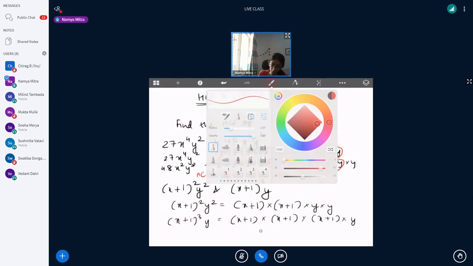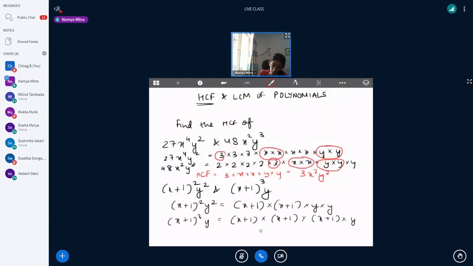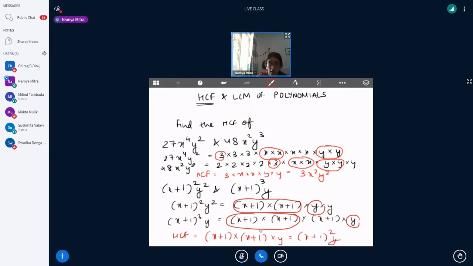Now everything that's common, I will circle. So this is common and a y is common. So my HCF is equal to x plus 1 into x plus 1 into y, which is equal to x plus 1 square y. But this question I took to the most basic form.